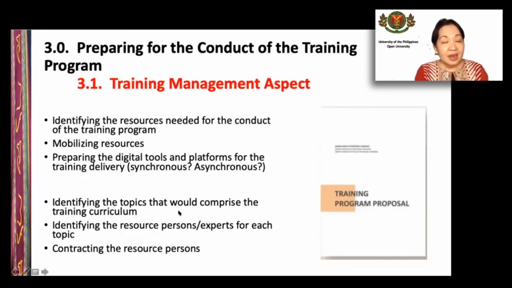number 3 item. And of course, the other aspect is, I have mentioned this, identifying the topics that would comprise the training curriculum, identifying the resource persons, the experts. So if there are 5 from your university attending this training program, then probably you can assign, and I suggest that you assign a topic for a member of your university, a staff of your university, who are also participating in this training program. Okay, so identifying and assigning, contacting and contracting them.